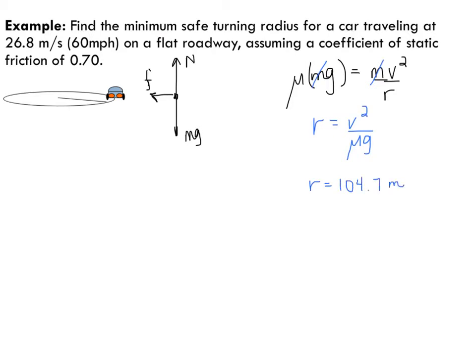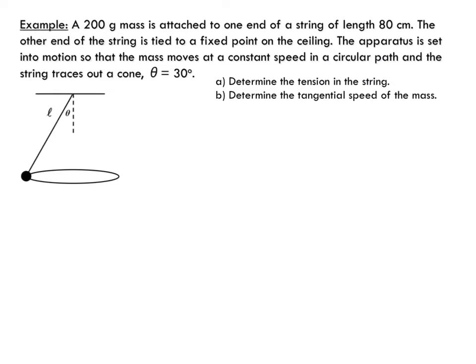In this example, we have a 200-gram mass attached to one end of a string of length 80 centimeters. The other end of the string is tied to a fixed point on the ceiling. The apparatus is set into motion so that the mass moves at a constant speed in a circular path, and the string traces out a cone with an angle of 30 degrees. Now we're asked to determine the tension in the string and determine the tangential speed of the mass. Again, we're solving for our velocity. So here, we do want to start with a free body diagram.